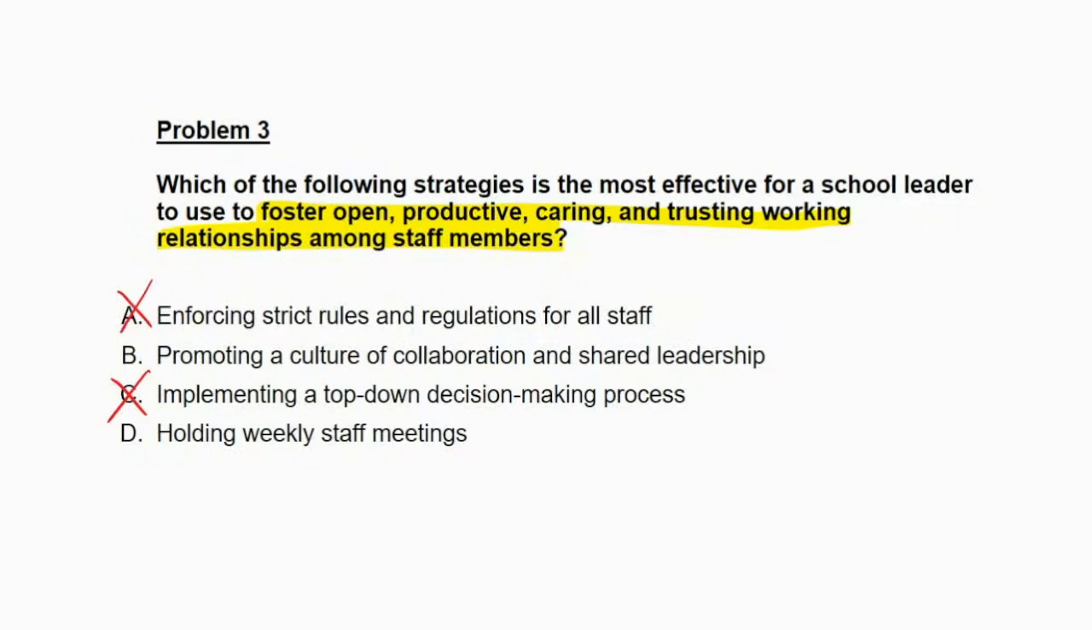Although letter D sounds like a promising situation of holding staff meetings weekly, it does not provide us a guarantee that during these meetings, we'll be able to create and foster these welcoming, open, and productive relationships, leaving us with letter B, promoting a culture of collaboration and shared leadership as our best answer choice.